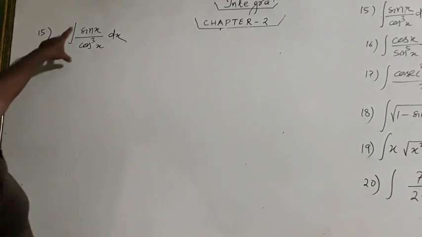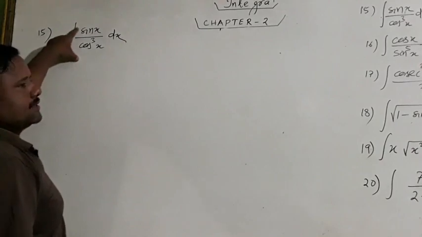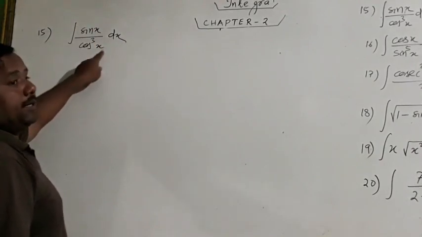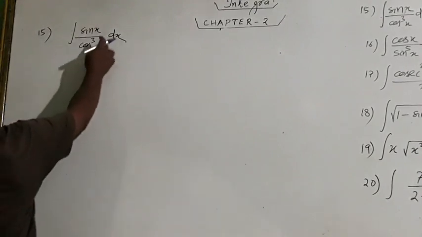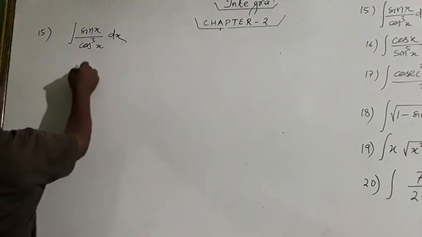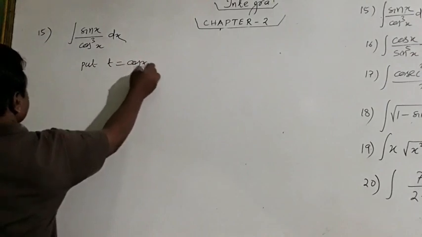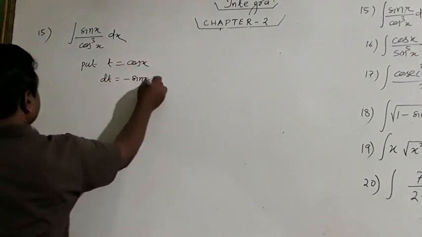Here, look at here. The derivative of sin x is cos x, and the derivative of cos x is minus sin x. But mind it, dx is not multiplied to the denominator, it is multiplied to the numerator. And here cos x has the greater power. So put t equal to cos x. Then dt becomes minus sin x dx.